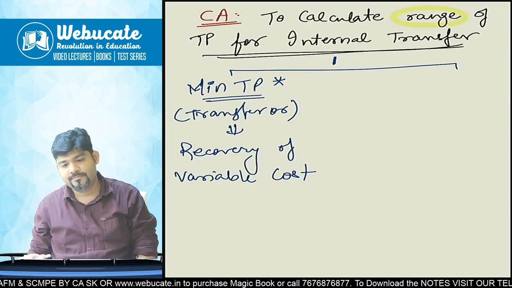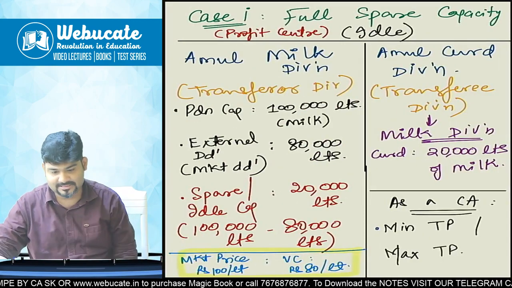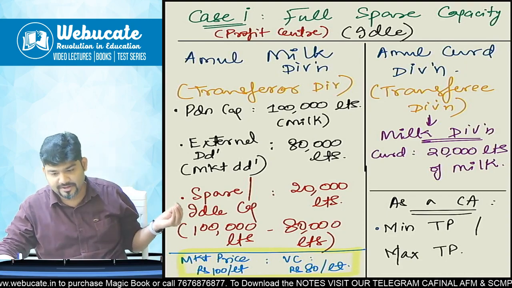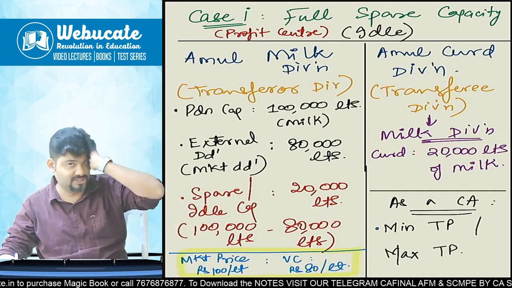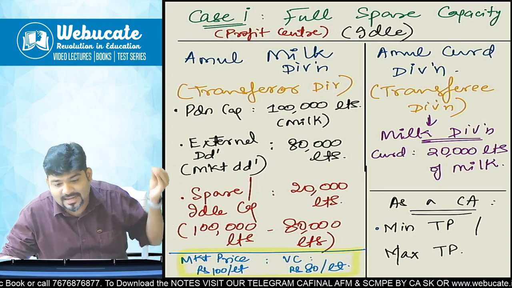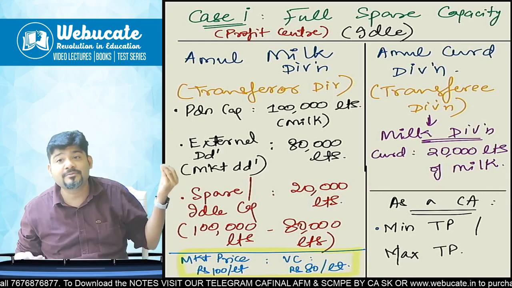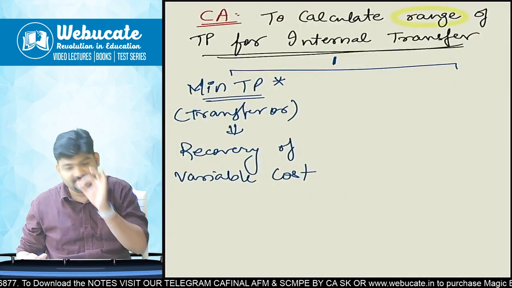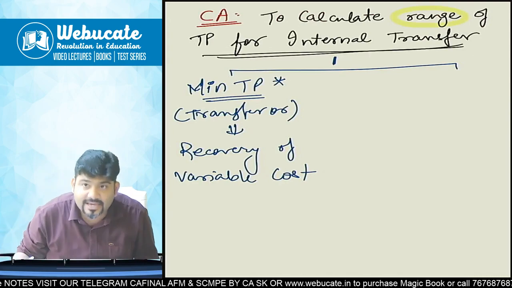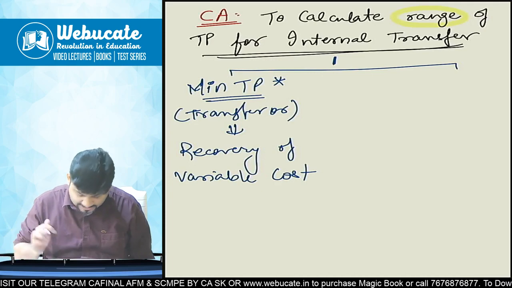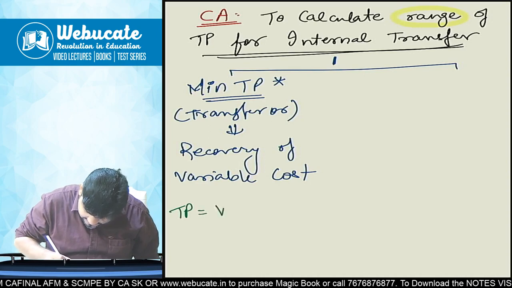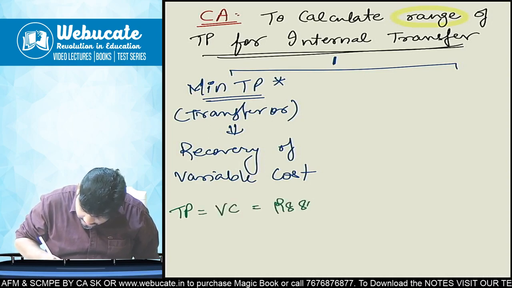So, 1 lakh is the production capacity, and 80,000 is the external demand. For the additional 20,000, which are spare anyway, even if they are to be transferred to the curd division, the milk division will have to produce 20,000 liters at a minimum cost of 80 rupees. That has to be recovered. That becomes my minimum transfer price in this case. Any doubts, any questions? No, sir. Got it. So, transfer price is equal to variable cost, which is rupees 80 per liter.